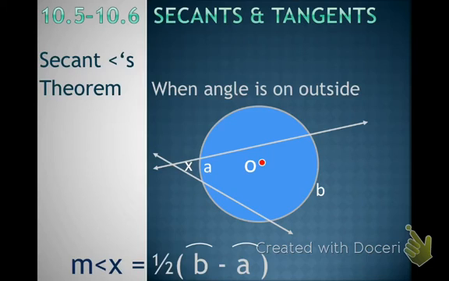Now, it would make sense to take the larger arc minus the smaller arc, because if we do it the other way around, you're still going to get the same angle measure. It'll just be negative, and we don't generally talk about angles in negative terms. So just for the sake of simplicity, I would take my larger arc, subtract my smaller arc, and divide by 2.